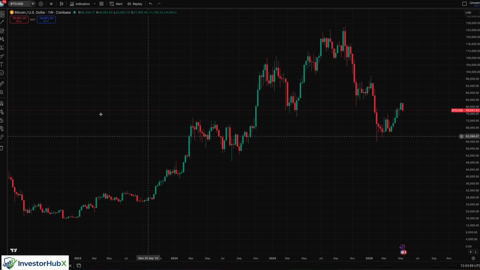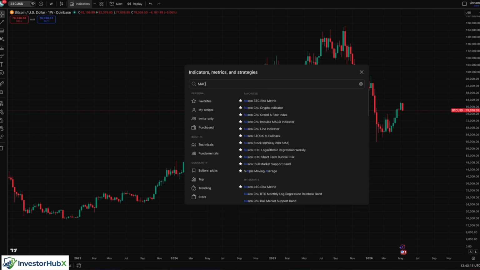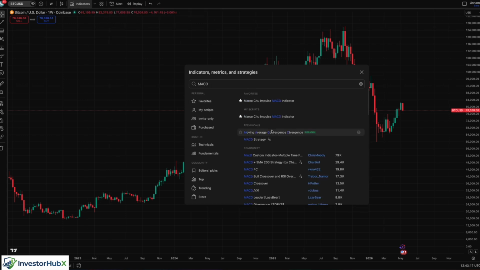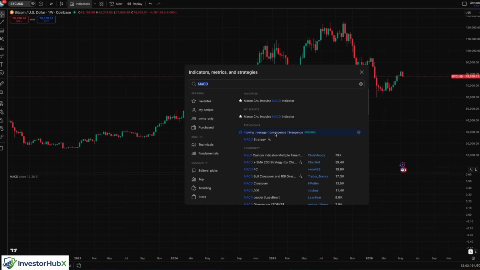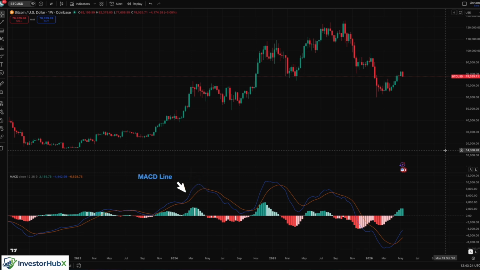So how do we apply MACD on the chart? First, head over to the Indicators section on TradingView, then type MACD into the search bar. Select the MACD indicator from the list. Once applied, the MACD indicator will appear at the bottom of your chart. By default, you will usually see the MACD line, the signal line, and the histogram. The blue line is called the MACD line, the orange line is called the signal line. The green and red bars below are known as the histogram.